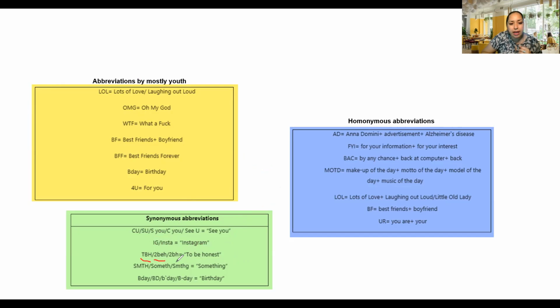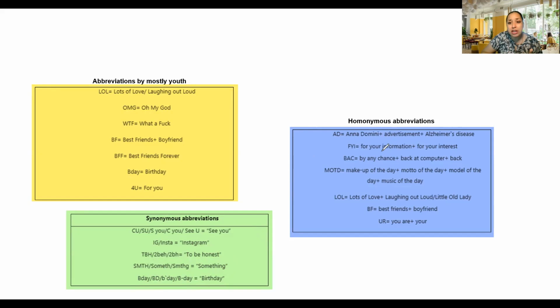TBH, 2BH, which is about to be honest. They are synonyms. Something, it could be SMTH, or SOMTHG. And for birthday, you could find B-day, B-D. Some different forms of using sort of like an abbreviation, but it's a shortened way to say it.